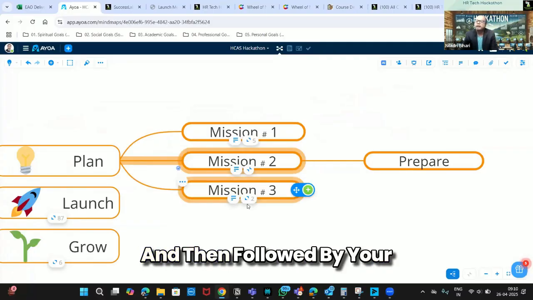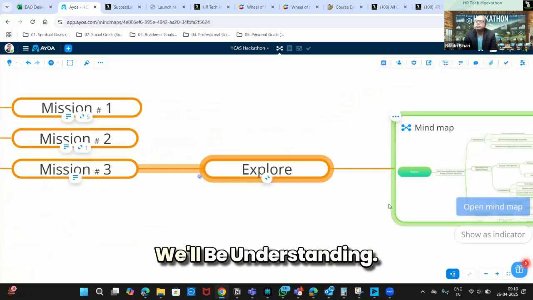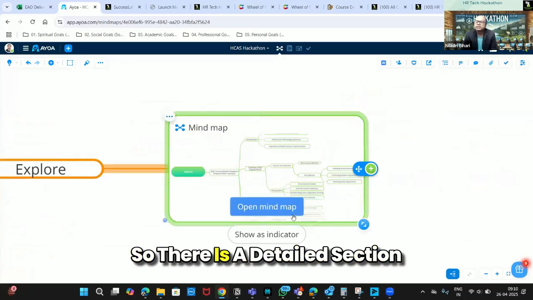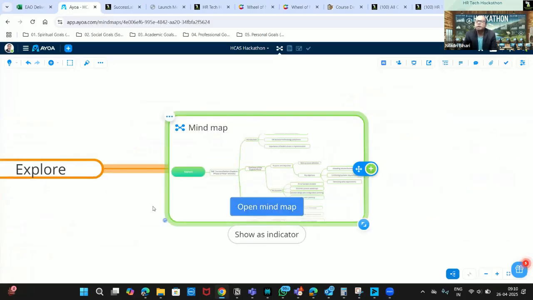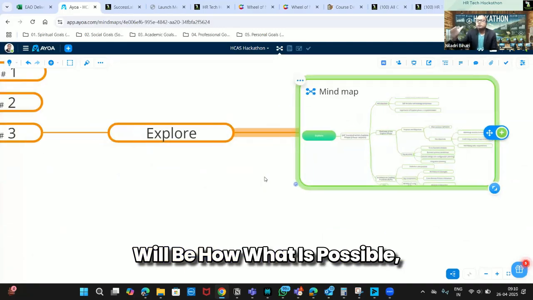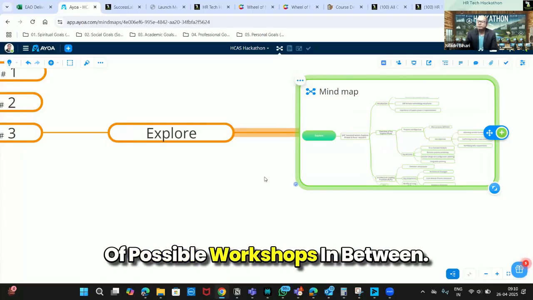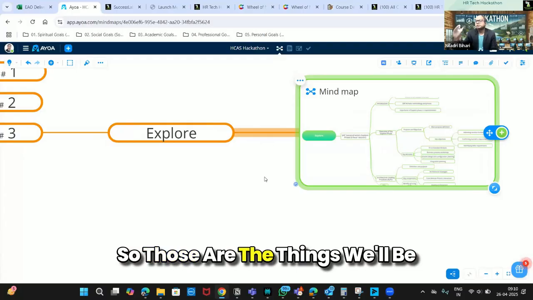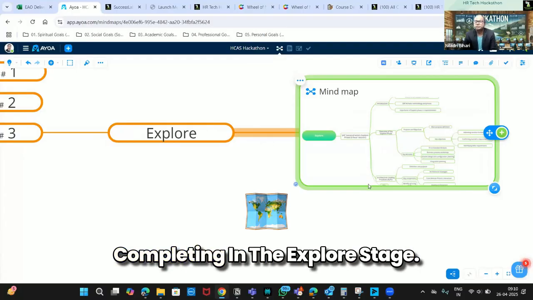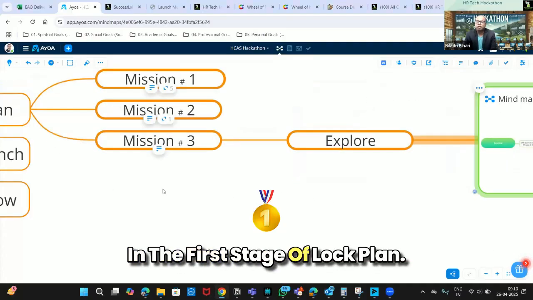And then followed by your mission number 3 will be the explore phase. Okay. So in the explore phase, we'll be understanding. There is a detailed section which I will be covering: what are the steps you will be talking about, what is possible, what is not possible. We'll be conducting art of possible workshops in between. So those are the things we'll be completing in the explore stage. Okay. Explore mission actually is in the first stage of plan.